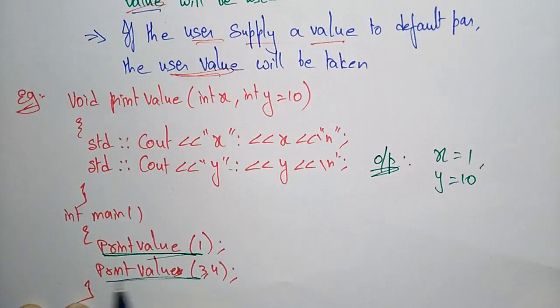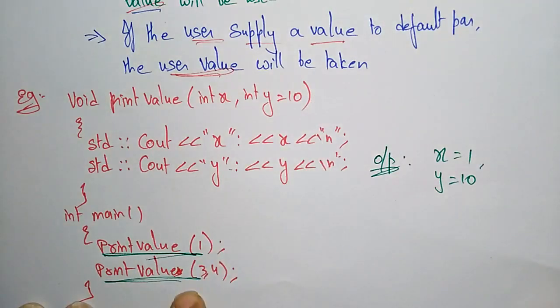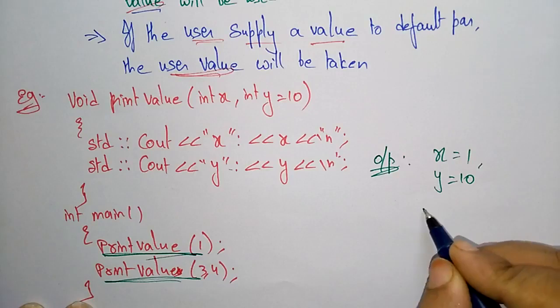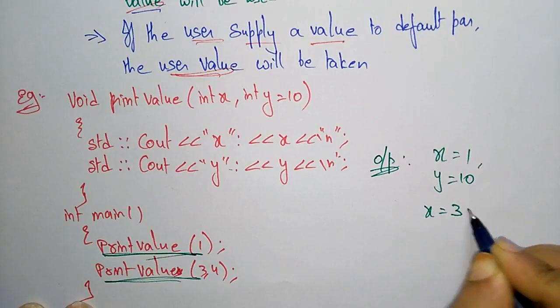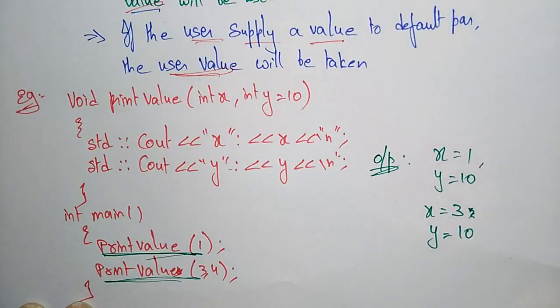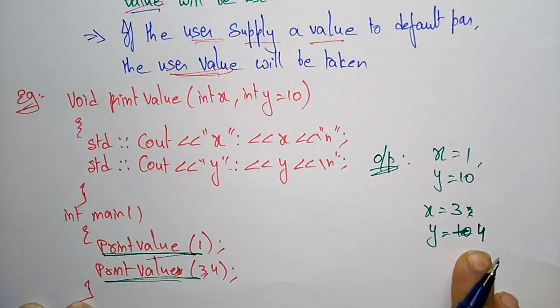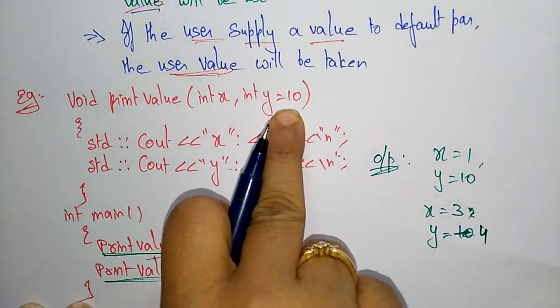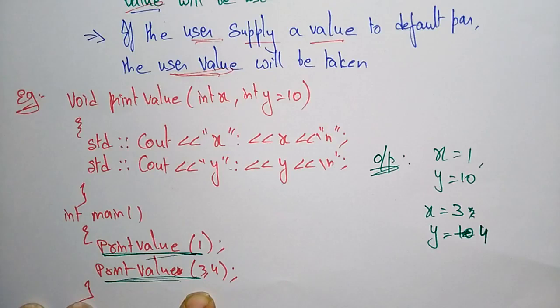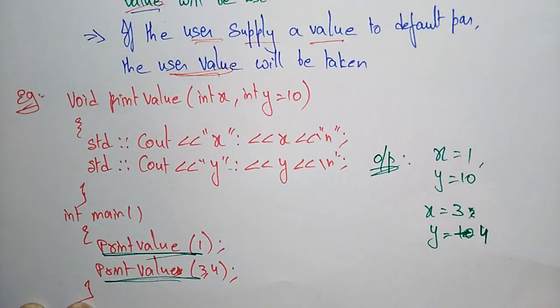Now it takes the next call, print value 3, 4. Now instead of taking the y value 10, it takes the user value. So the values will be x is equal to 3 and y is equal to, sorry, y is equal to 4, because we have to take the user value. Instead of the default value, if the user provides the values, it takes the user values. So this is default parameters.